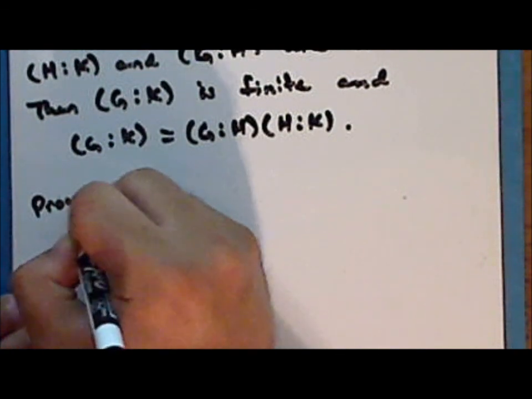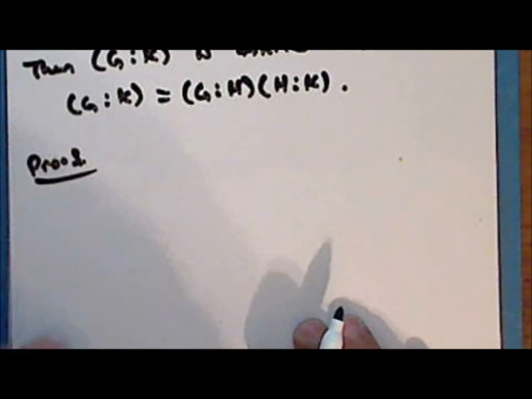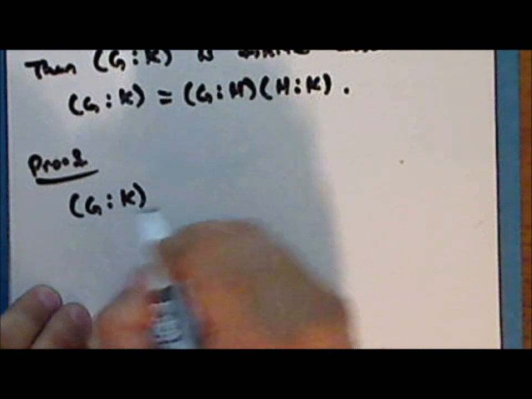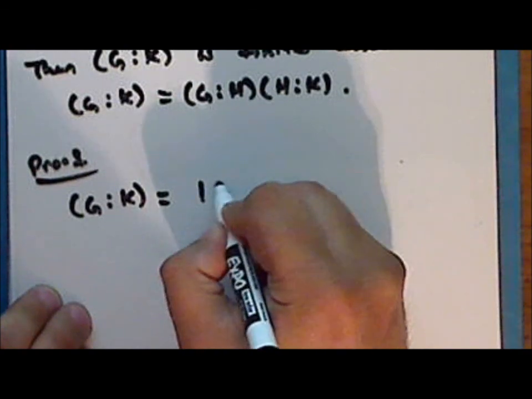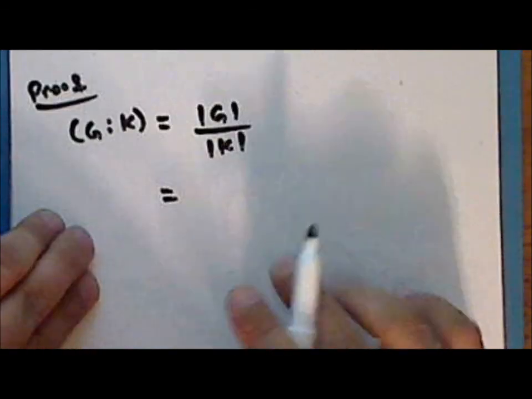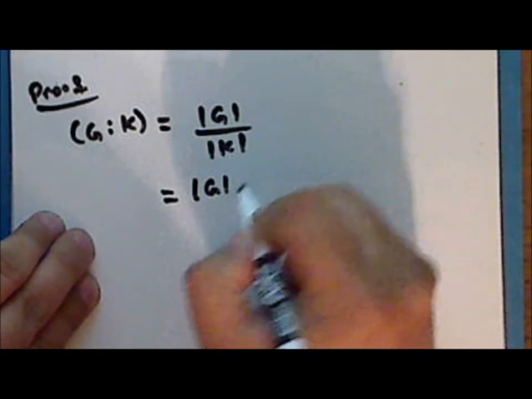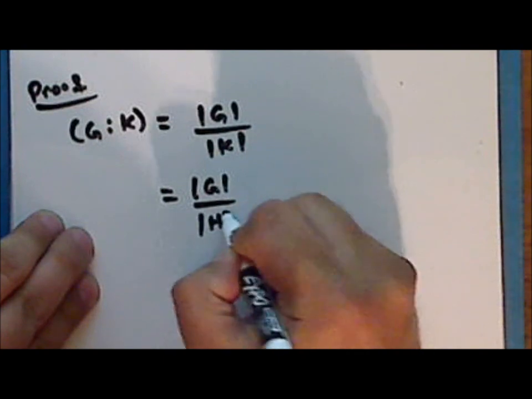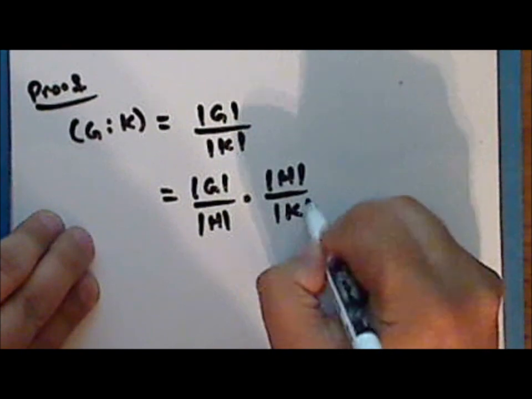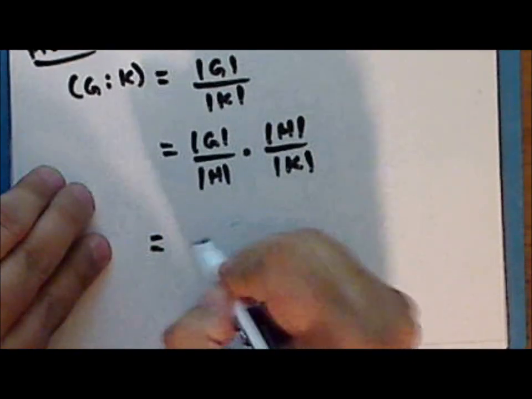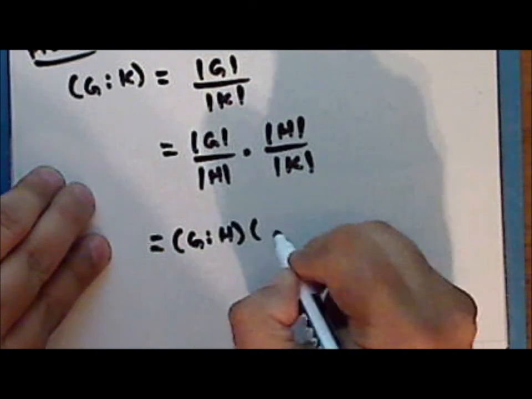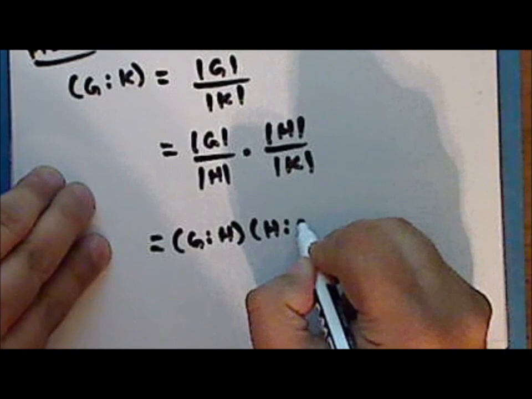So proof. We can show this by direct computation. The index of K in G is the order of G divided by the order of K. This is the same as the product of the order of G divided by the order of H times the order of H divided by the order of K, which is the index of H in G times the index of K in H.